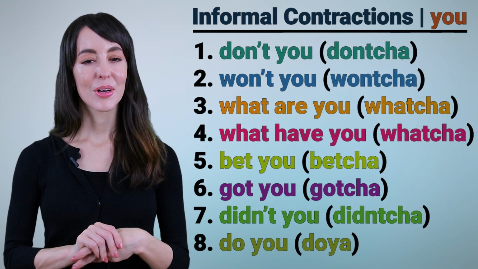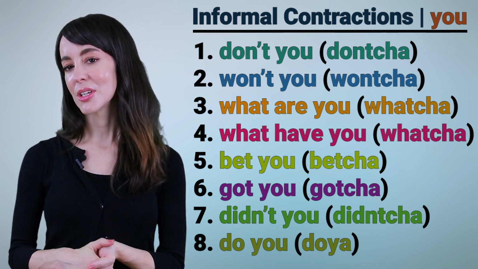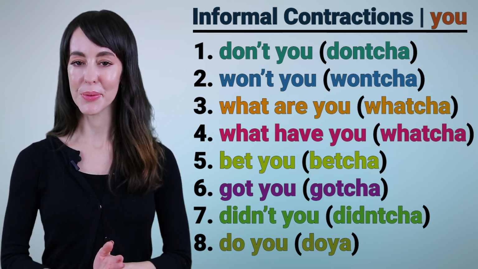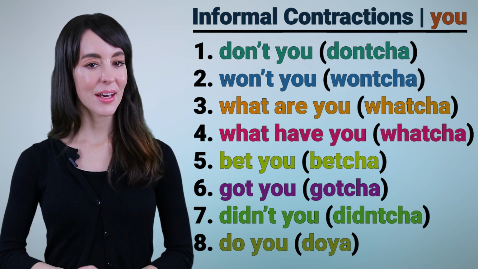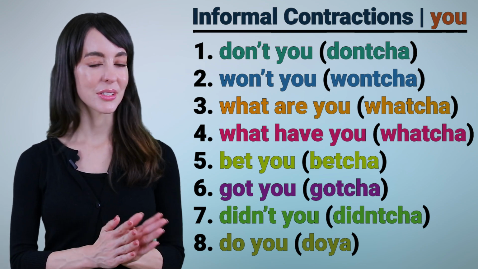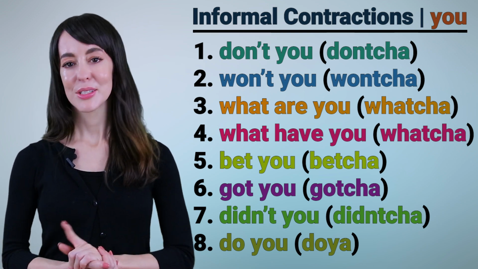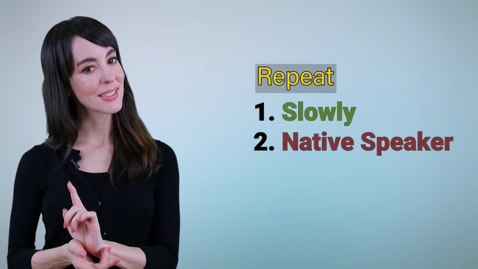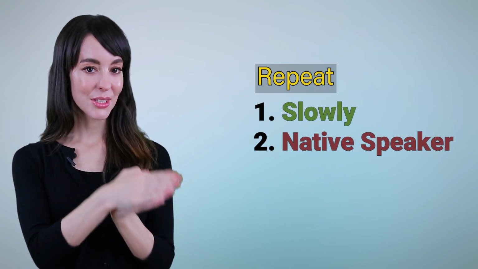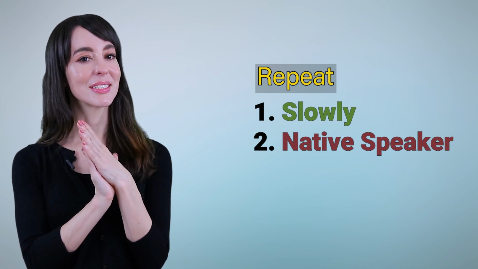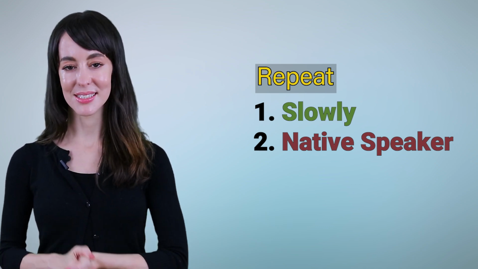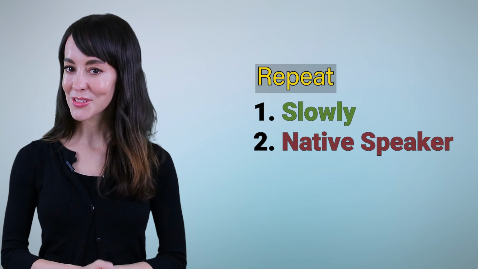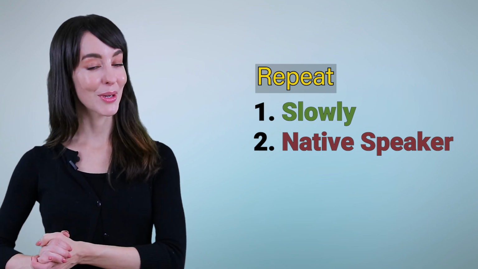Okay, I have here my list of informal contractions, including the word you. And you'll notice that a lot of these, the you changes to a cha sound. So pay close attention to that. I'm going to say each example twice. I'll say it slow the first time, and then I'll say it at a native speaker speed the second time. So make sure you repeat after me each time. Here we go. Okay, first one.